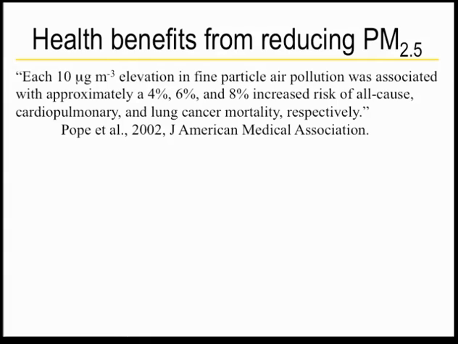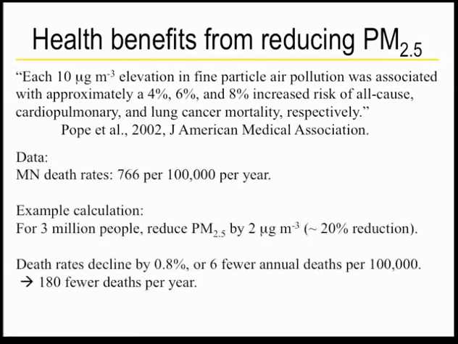Okay, so let me just start with that first number, the 4% increased risk of all-cause mortality, meaning total mortality rates. So I need to look up one piece of information for Minnesota, which is what are the all-cause mortality rates, and that's available online. There are 766 deaths per 100,000 people per year. Okay, that's one piece of information I needed. And then I have an example calculation. What if we take the Twin Cities, which is a population of 3 million, and if we were to reduce PM2.5 by 2 micrograms per meter cubed? And that's a reduction of about 20%.